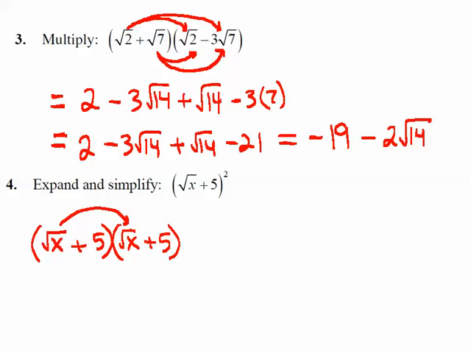So square root of x times the square root of x. Square root of x times 5. Again, inside numbers would be this one and this one. I can give you guys maybe 30-second head start here.